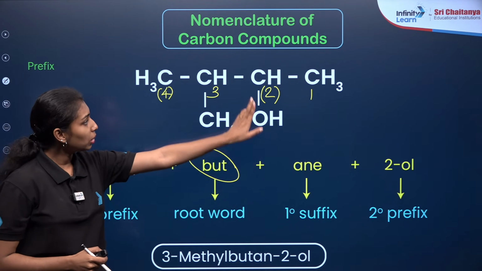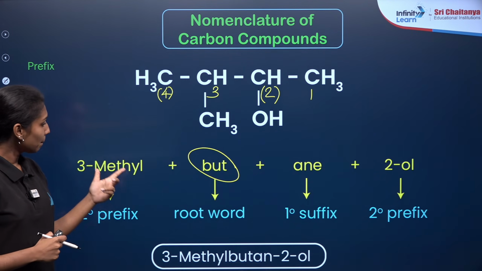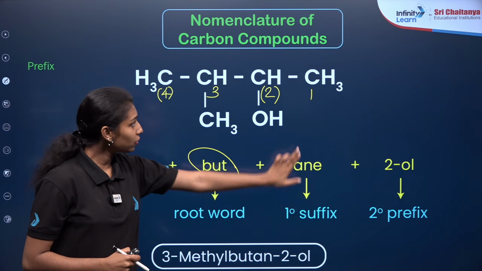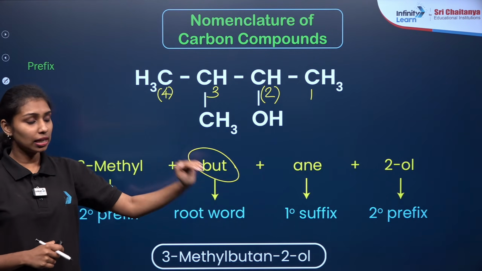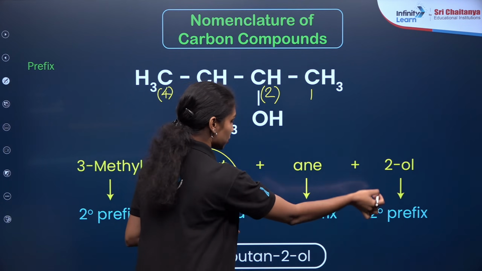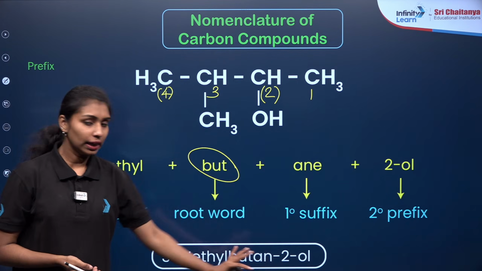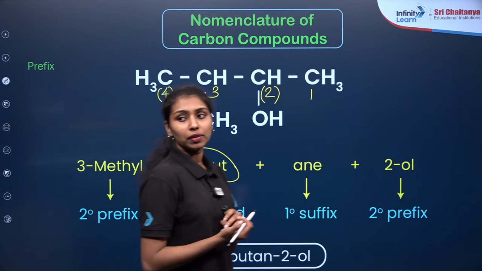As we already know, the numbering is done, which means the third carbon atom contains a methyl group, right? So 3-methyl but-ane. Ane stands for all bonds being single bonds, right? Then plus 2-ol. 2-ol means the second carbon atom contains the OH group. So what will be the name of this compound? 3-methylbutan-2-ol. Is that clear how to do the naming of carbon compounds?